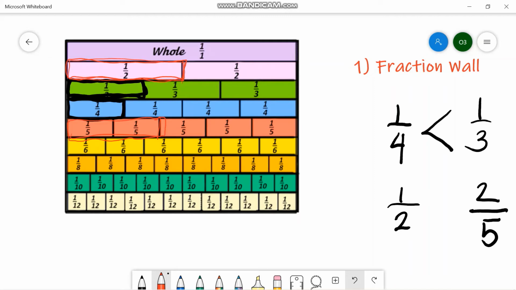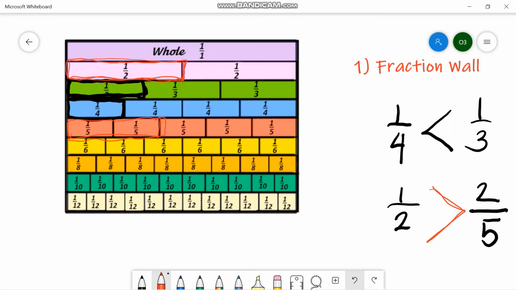Which one is greater? Is it 2/5 or is it 1/2? Right, it's 1/2. So again, let's put the mouth of the crocodile at 1/2. We can say that 1/2 is greater than 2/5. This is the simplest way of comparing and ordering fractions.